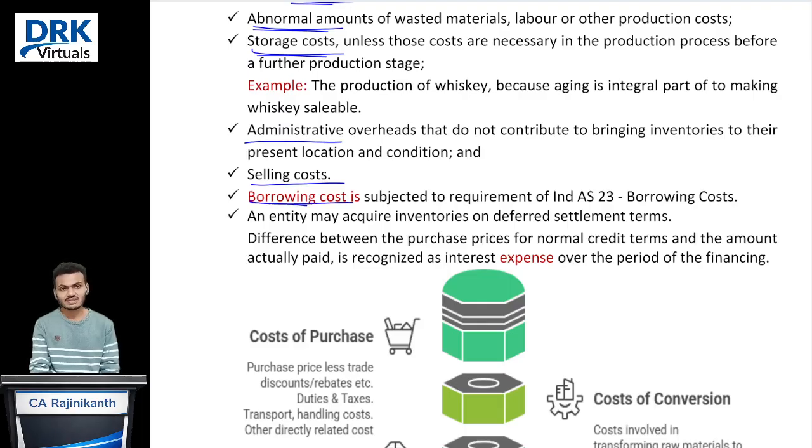Borrowing cost: if it is allowed by Ind AS 23 to be included in the cost of inventory, include it. Otherwise, charge it to profit and loss account as an expense.